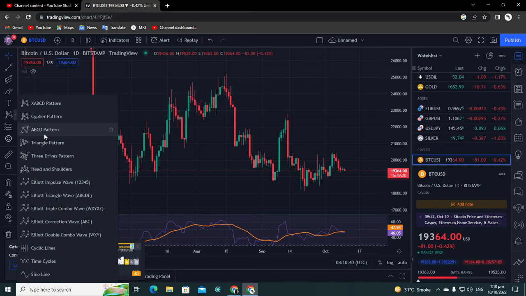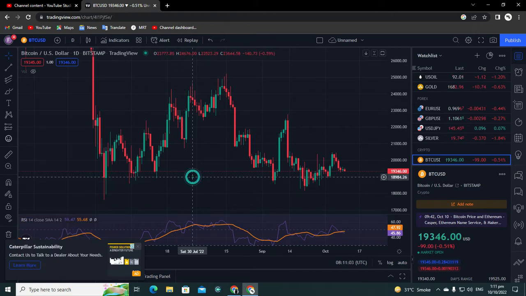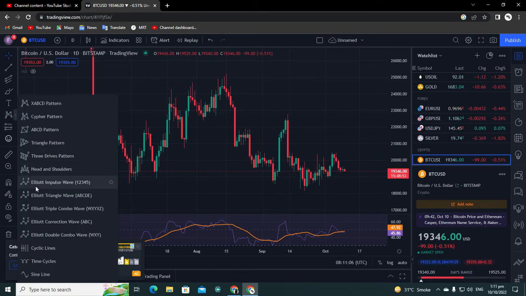There are different patterns that we can use: XABCD pattern, cipher pattern, ABCD pattern, and the most important are the Elliott wave patterns: the Elliott impulse wave, and the Elliott triangle wave. Elliott wave patterns are very important in the market, and the way of use depends, but they are very important. For example, initially I will just draw a basic line of Elliott wave pattern, to show what it actually is. Okay, and after this intro we will go into detail.